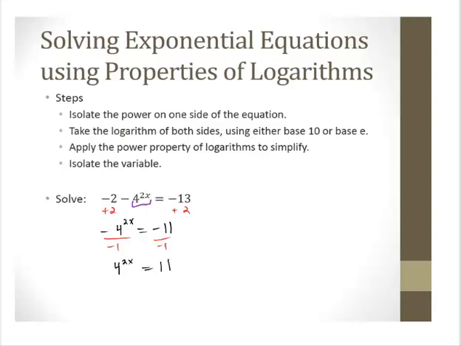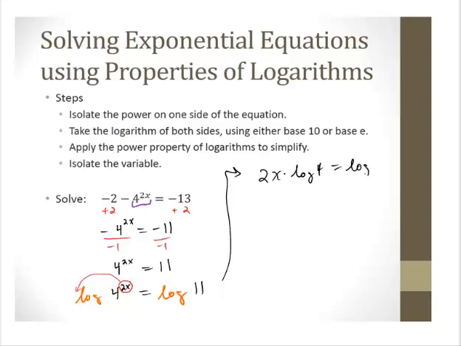Now, I'll take the log of both sides. I'm going to use the common logarithm, the base 10 logarithm. So, the log of 4 to the 2x is equal to the log of 11. Now, using our power property of logarithms, the log of 4 to the 2x, I can take this 2x and bring it down in front of the logarithm as a coefficient. So that gives me 2x times the log of 4 is equal to the log of 11.